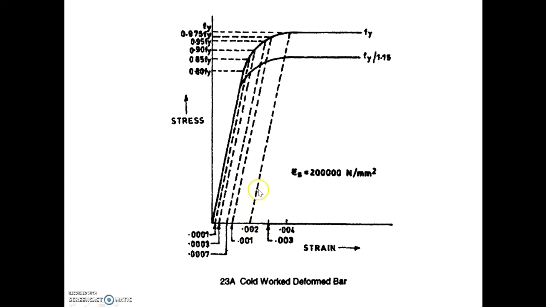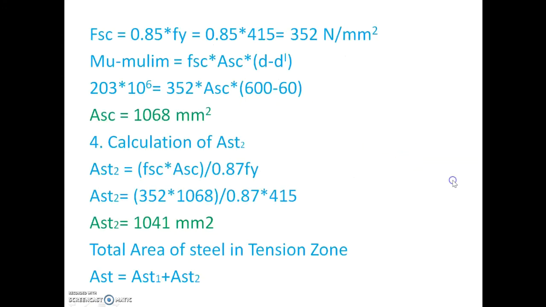Let us take this line, a straight line, and when it touches Fy by 1.15, just draw a straight line and find out the stress value. Here it is approximately FSC is equal to 0.85 Fy. After finding out the FSC value, substitute Fy is equal to 415. We will get FSC is equal to 350 Newton per mm square.